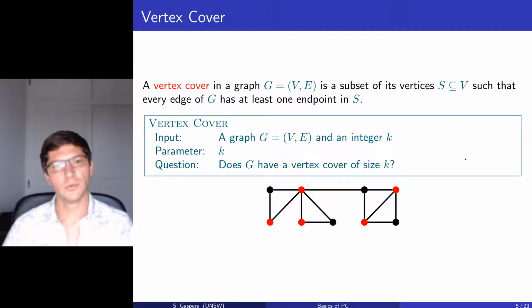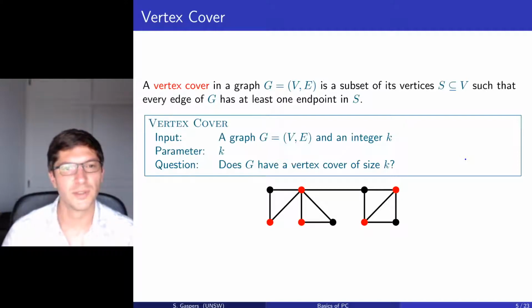Okay, so we all remember what the vertex cover problem was. In the input we had the graph G and an integer k. K is our parameter. And the question is whether there are k vertices in the graph that together cover all the edges of the graph.